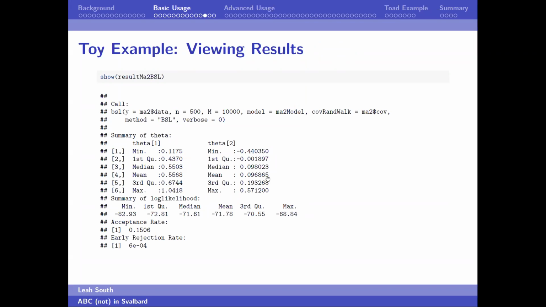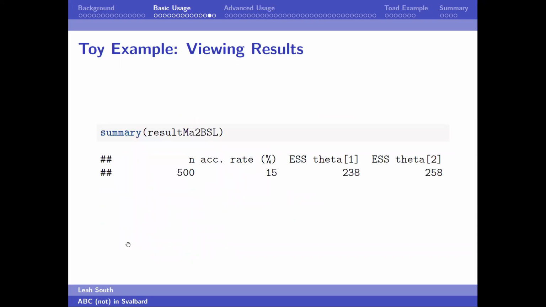Okay, so we can then show the results for that, which is just giving us some summary information. Actually, I think this might have been based on a shorter run, so it might not be great, but you can see the kind of information you can get. This is the acceptance rate. We've got the early rejection rate, which is something related to having a constrained prior. And we can also do summary of our output result, and you can get the effective sample size for each of the parameters and the acceptance rate there as well.